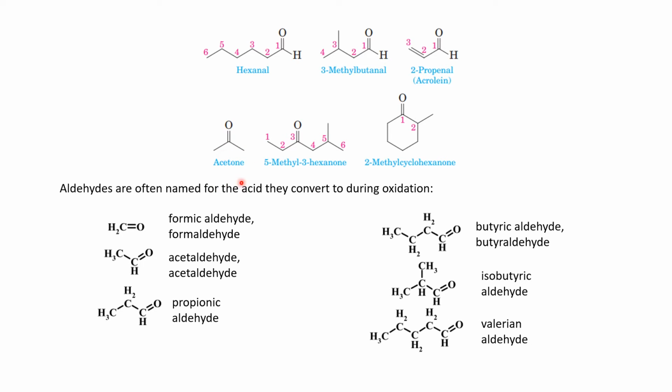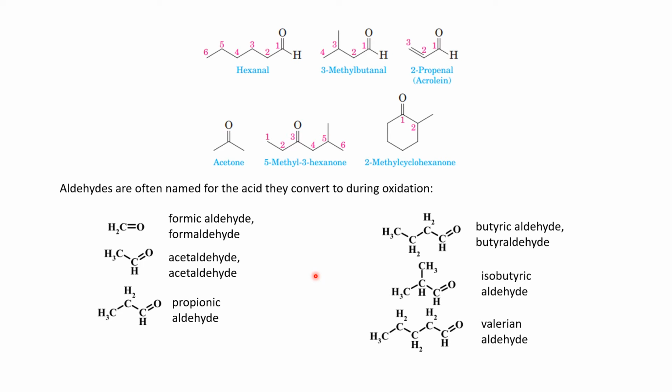For example, 5-methyl-3-hexanone, with the methyl radical at position 5. Next, the lowest number is given to the carbonyl group: 2-methylcyclohexanone.